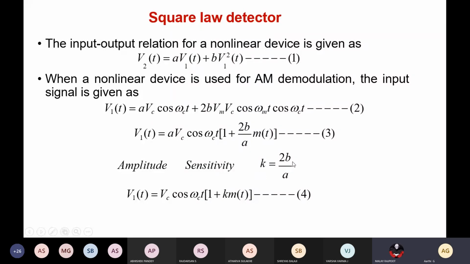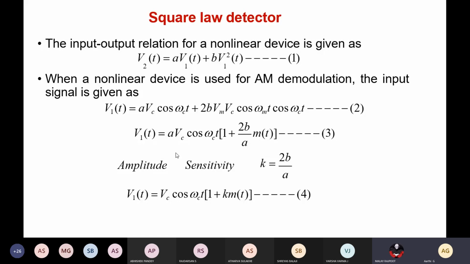It is represented as K. This third equation is again represented as Vc cos omega ct into 1 plus K into m of t. This A is just neglected for simplicity, so you can take it as 1, a constant term. So this amplitude sensitivity K equals 2B by A. This is the fourth equation, where we have simplified the AM expression like this.